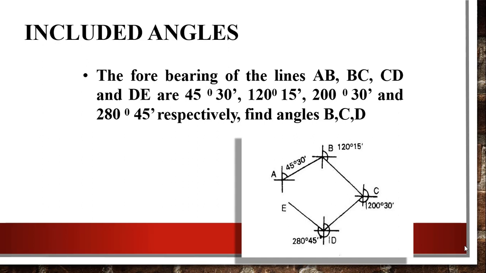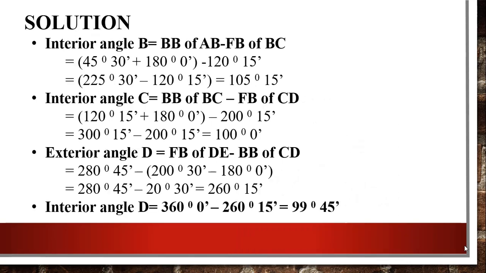Okay, so it is an example of an open traverse, as the first point and the last point do not meet at the same point, right? So basically it is an example of an open traverse. Now begin with the solution.